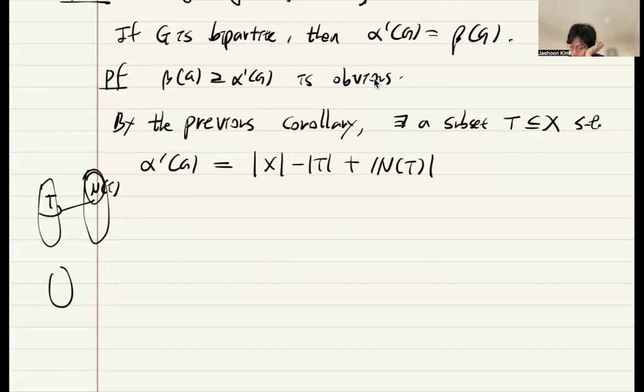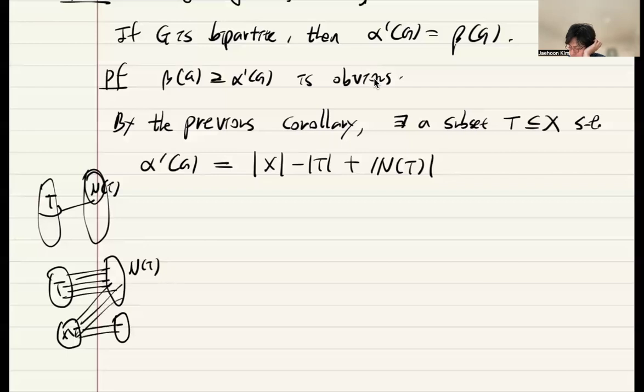But what do we know? You have this T, and you have X minus T outside, and you have N of T here. So all the edges are between here and here, here and here. There are no edges between these two, because that's the definition of the neighborhood of T. It's taking every vertex which has a neighbor in here. So outside here, there are no edges. In this situation, you can see that every edge is incident with this.